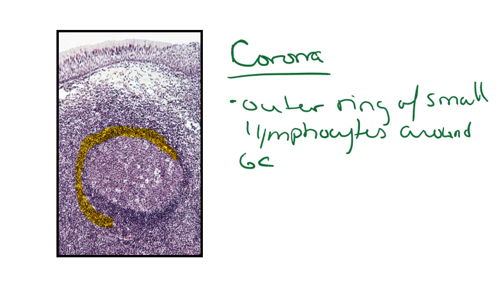Alright, so what's the corona? Well, it's the outer ring of small lymphocytes around the germinal center. So I've highlighted it in yellow. I didn't highlight all of it because I wanted you to see what it looks like without color on it. But you're going to see this ring, and that's indicative of the corona of a germinal center.